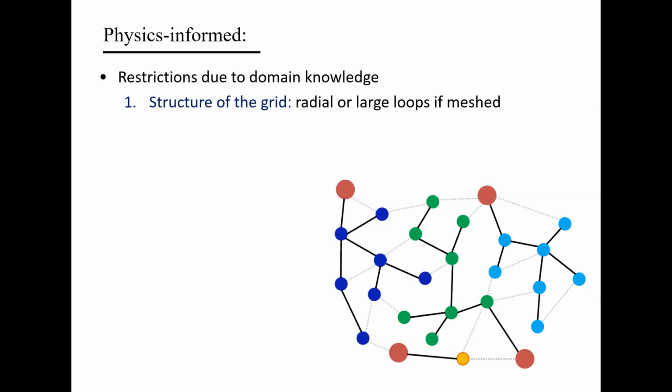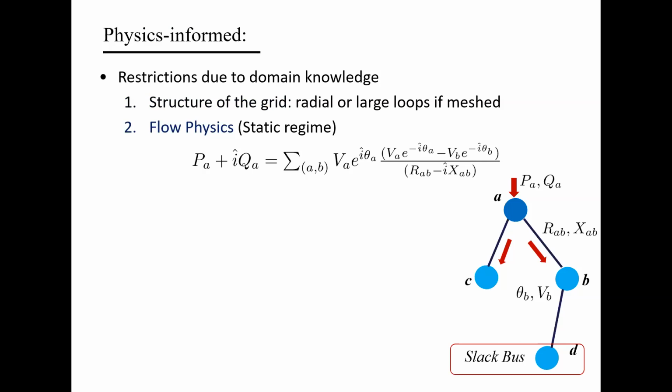Similarly, you can talk about restrictions because of flow physics. And by flow physics, I mean conservation laws or power flow equations that we normally study, which can be both in the static and dynamic regime. And by static regime, I mean the general power flow equation. You have injections, P and Q, at a particular node, which is leading to flows on the lines connected to the particular node or bus. And this line flow is given by Ohm's law, which in complex form represents both nodal voltages V, which is voltage magnitude V and phase angle theta, as well as the impedances R and X of lines.